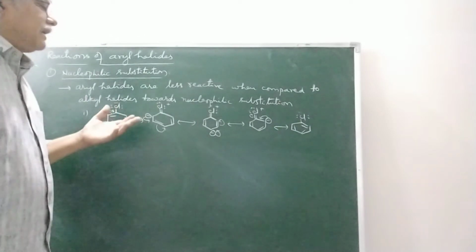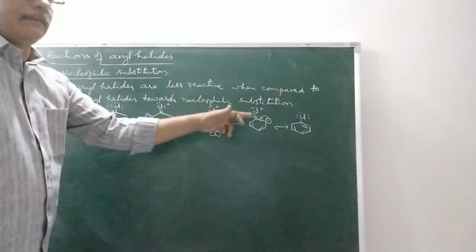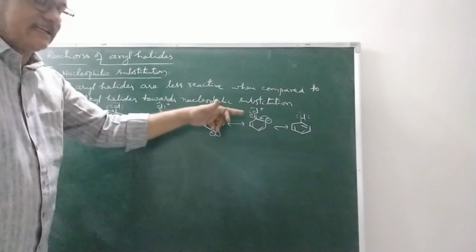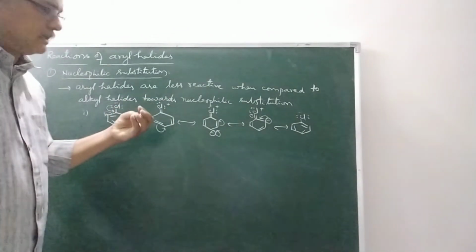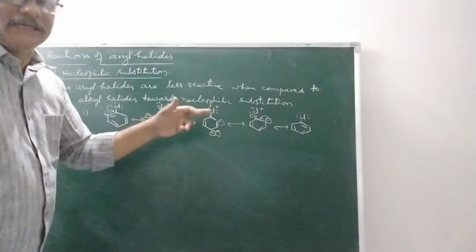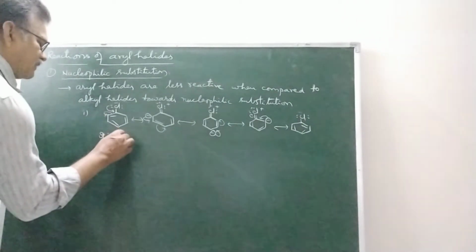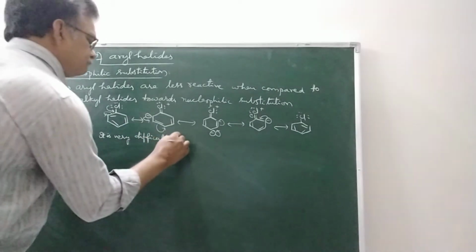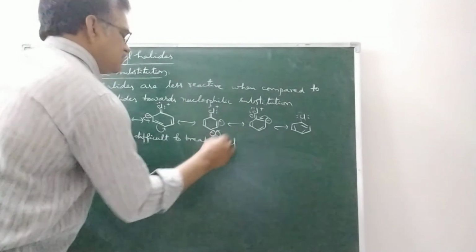Okay, so in all these resonance structures, if chlorine has a double bond, it is impossible to break the double bond. Okay, more energy is required to break a double bond. So nucleophile OH minus, if it has to come in place of Cl, this double bond should be broken. It is very difficult. So first one is, it is very difficult to break C double bond Cl.